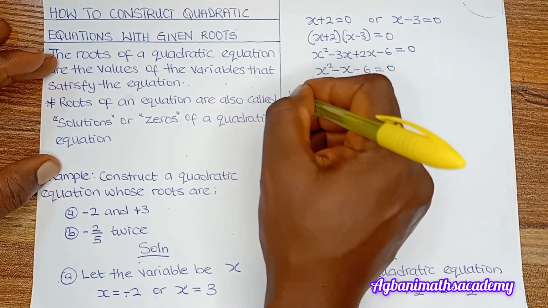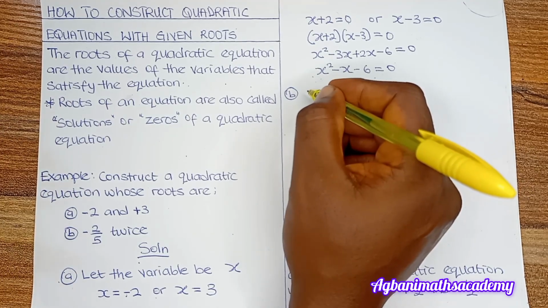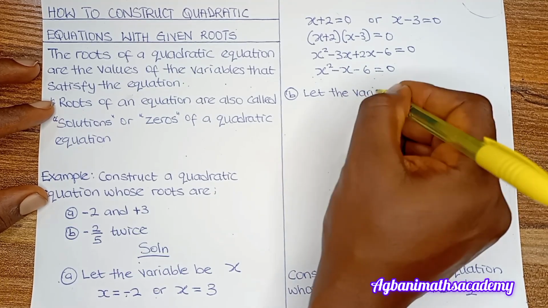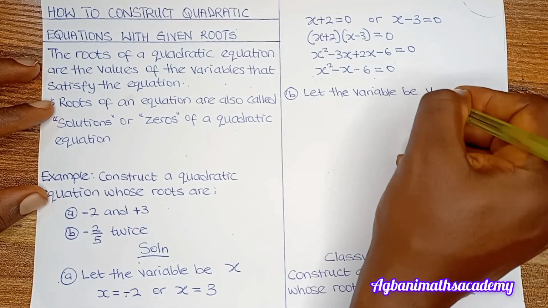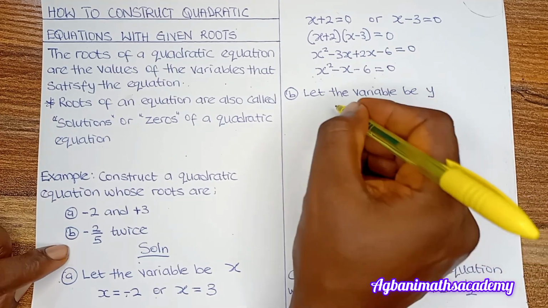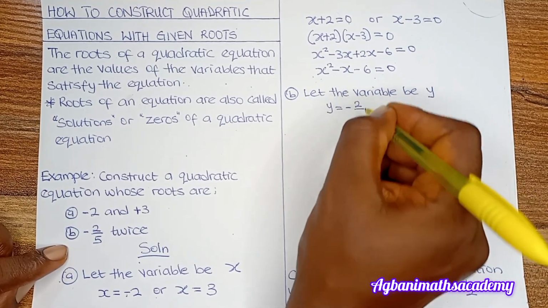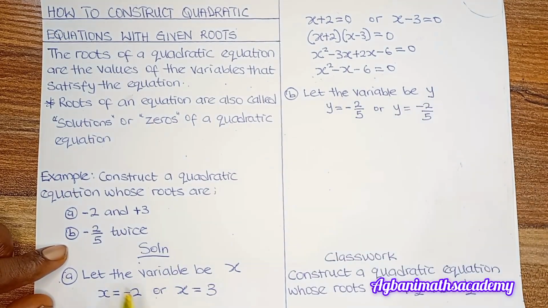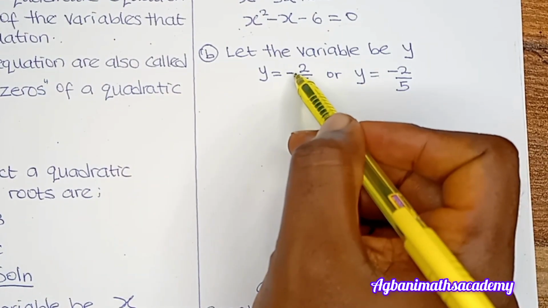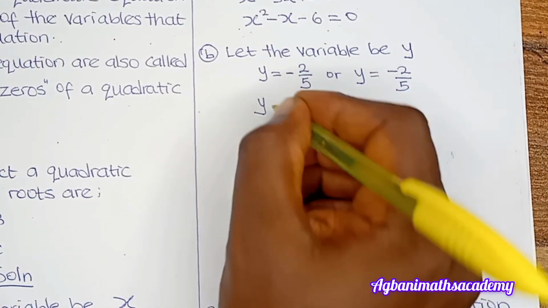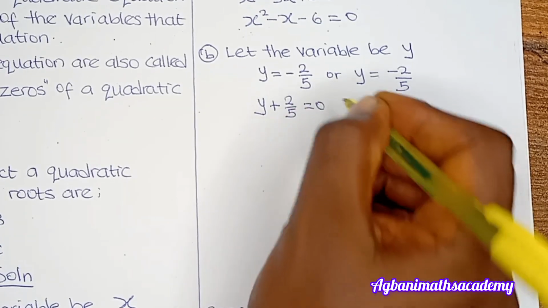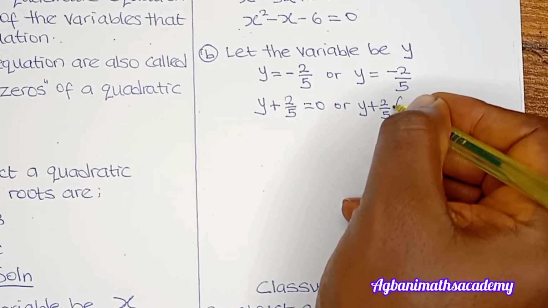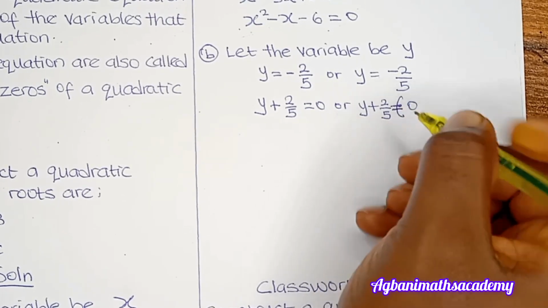So let's look at the second one, B. At this point, let the variable be y. So this means here we have y is equal to -2 over 5, or y is equal to -2 over 5. Remember, it is twice. So when you move -2 over 5 to the left, we have y plus 2 over 5 is equal to 0, or y plus 2 over 5 is equal to 0.